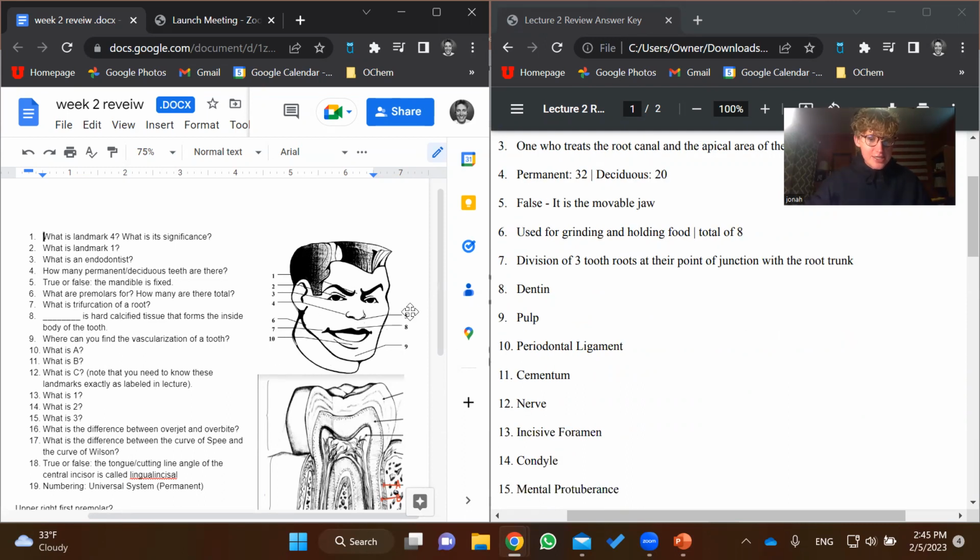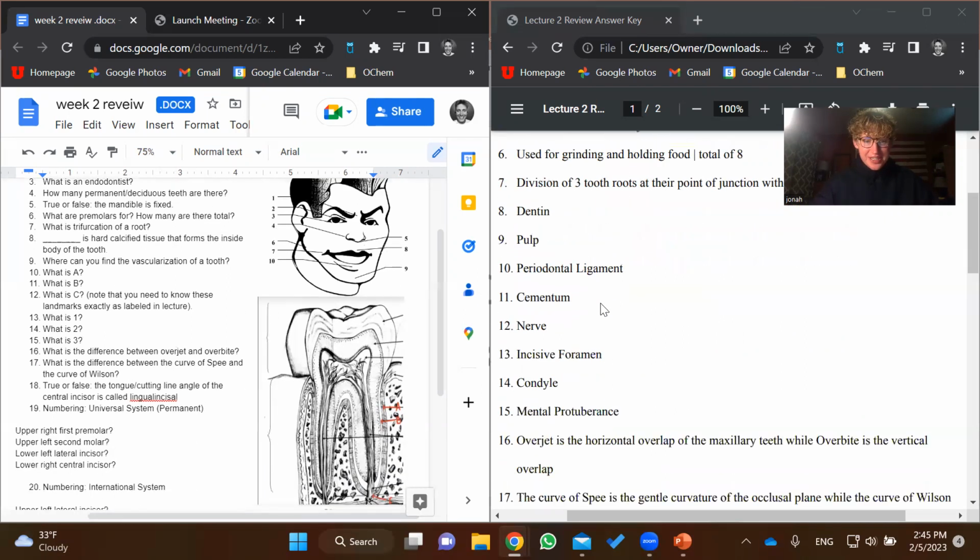Number 8, the hard calcified tissue that forms the inside body of the tooth is dentin. And I'm just remembering that when I was taking this class, I said like eating pizza, I think. So like enamel, dentin, pulp. I just remembered that. Where can you find the vascularization? All the vessels of a tooth would be in the pulp.